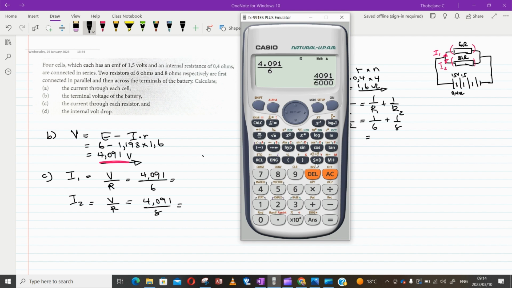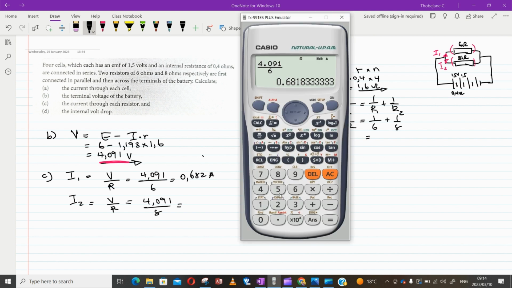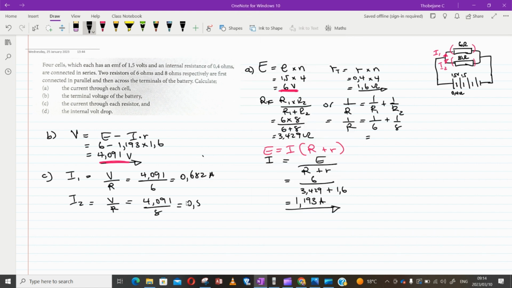4.091 divided by 6. This gives us 0.682 amperes. And then the other one will give us what? 4.091 divided by 8, we are going to get 0.511 amps. I hope you're following, you guys.